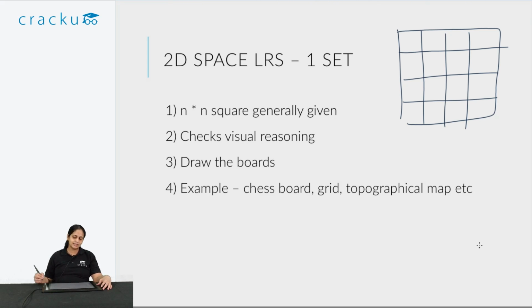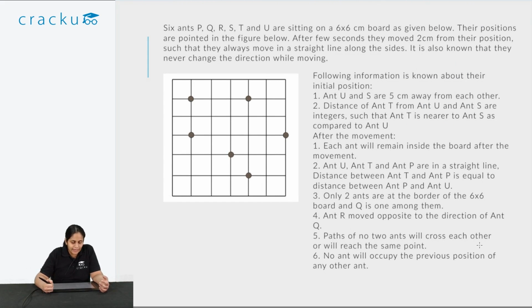Let's take a look at an LR set based on it. So consider the following LR set. 6 ants P, Q, R, S, T, and U are sitting on a 6 into 6 board as given below. Their positions are pointed in the figure below. After a few seconds, they move 2 centimeters from their position, such that they always move in a straight line along the sides. It is also known that they never change the direction while moving.